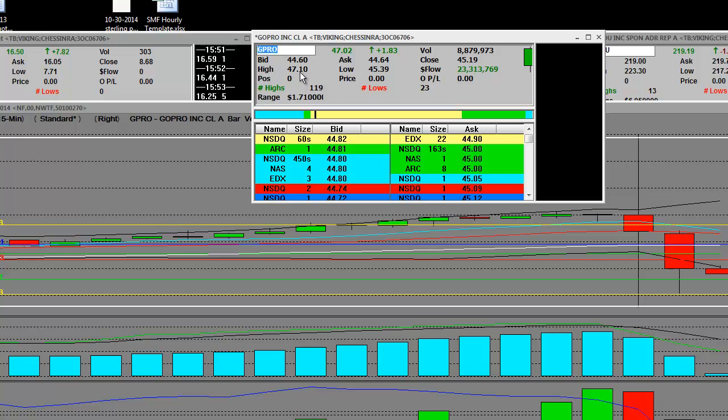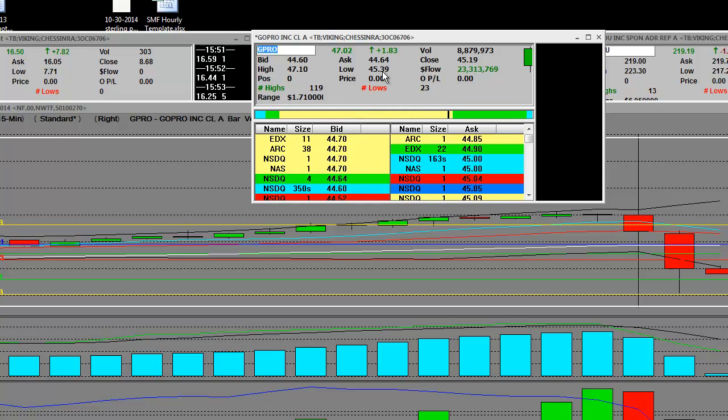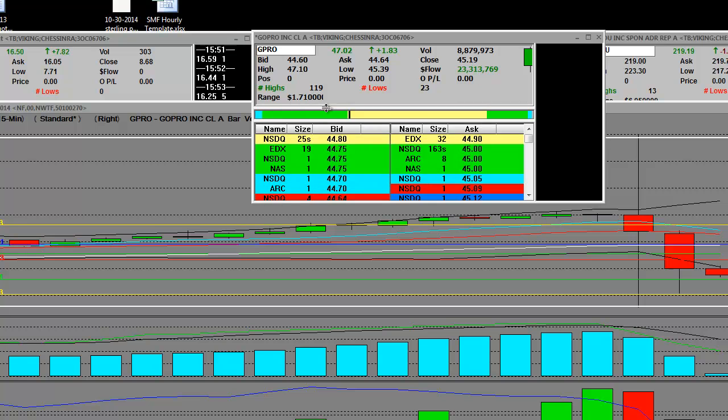But the high today was $47. That was the high. And they dropped the bomb in it, and we're printing below the lows of the market hours up here where it was 45.39. You had 119 highs early on in GoPro, and the lows, the price swings have been very good. So we're going to trade this again tomorrow.